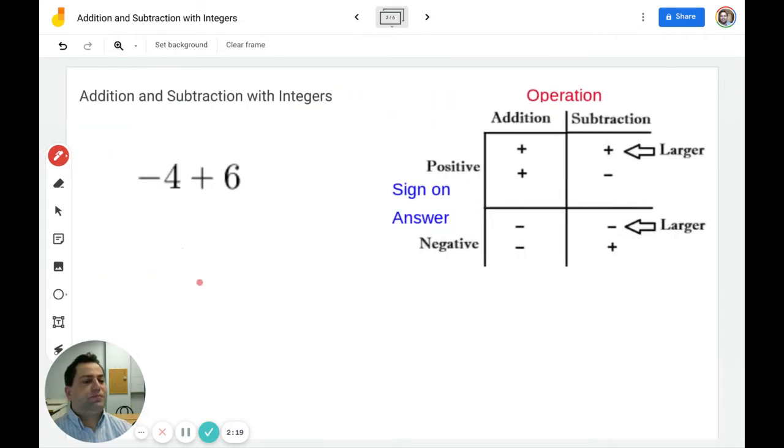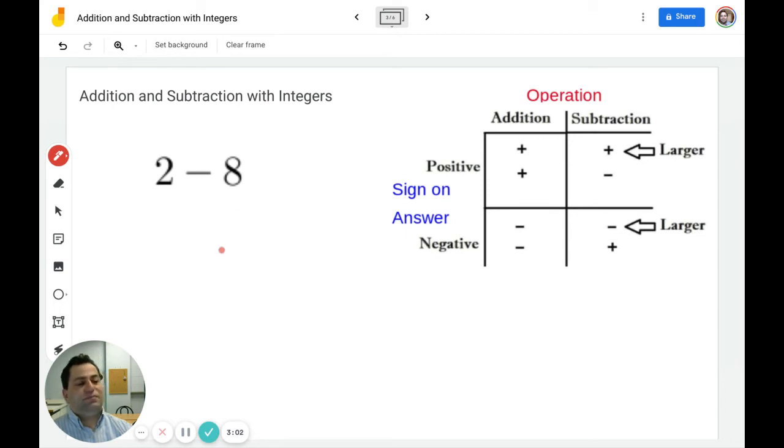Let's try another example. In this example, I have negative 4 plus 6. Well, I have a negative integer and a positive integer. When I have a negative and a positive, I need to subtract. I look back at the example and I can see that 6 is bigger than 4. Therefore, my answer is going to be positive. So I have positive 6 minus 4. Well, 6 minus 4 is 2. And then I take the positive sign. Let's try another one.